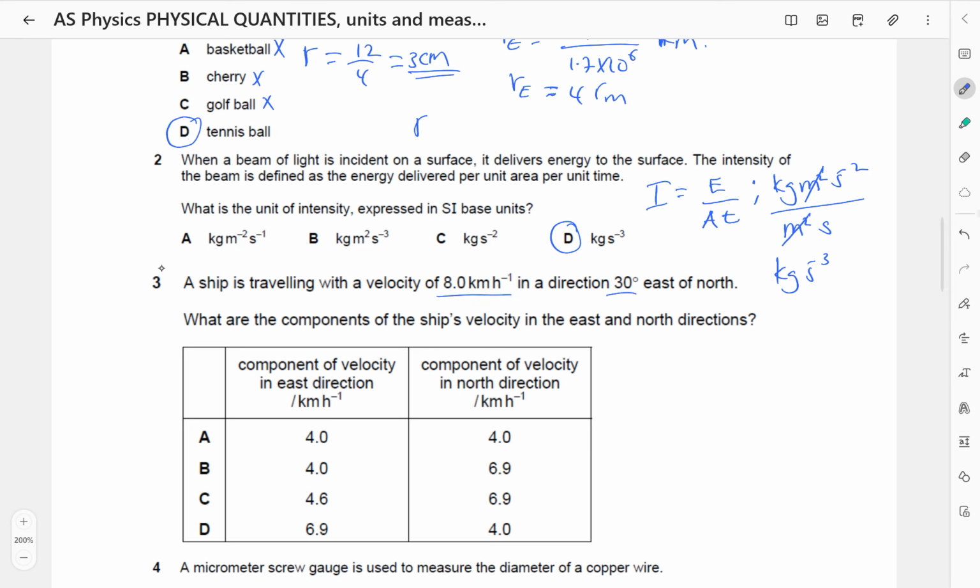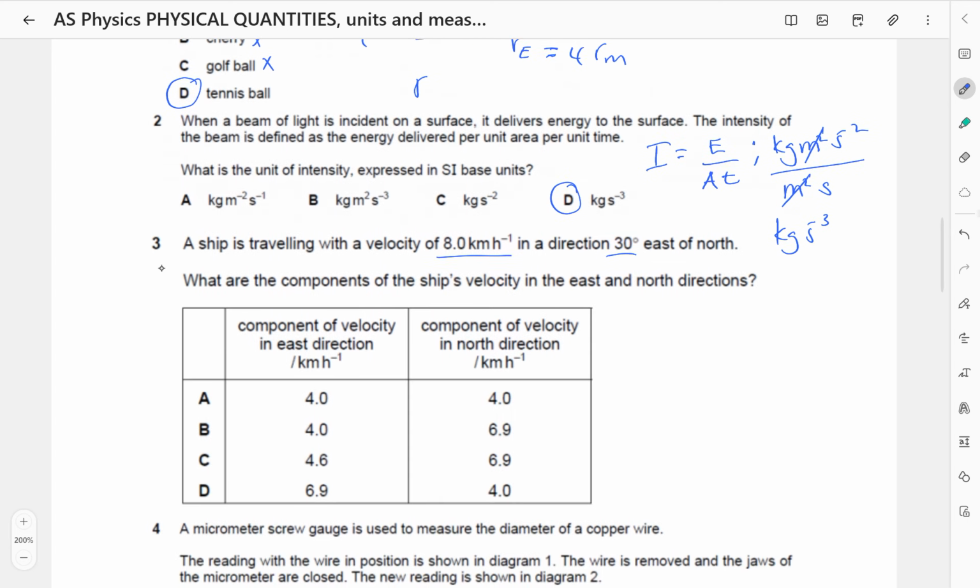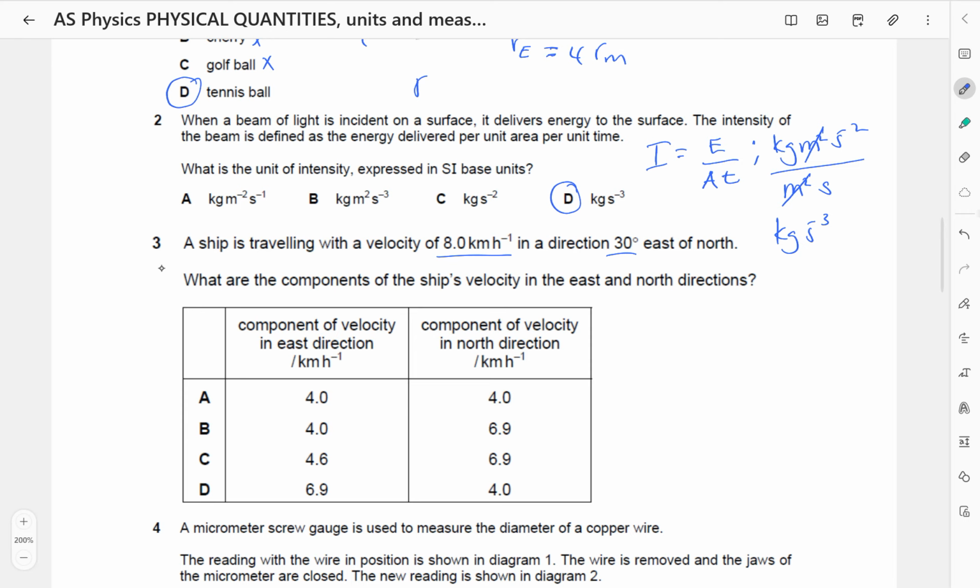A ship is traveling with a velocity of 8 kilometers per hour in a direction 30 degrees east of north. What are the components of the ship's velocity in the east and north directions? So if this is north and this is east, 30 degrees east of north is going to be here, 30 degrees. So the ship is traveling in that direction, 30 degrees east of north.